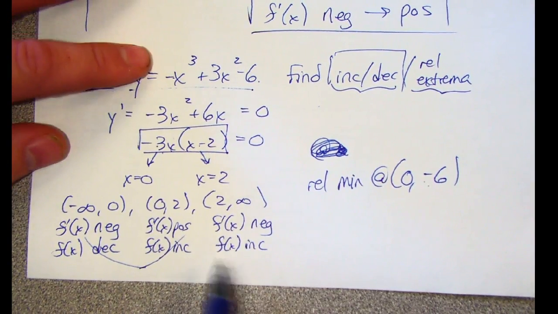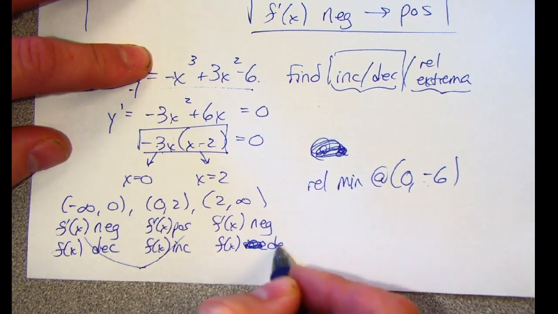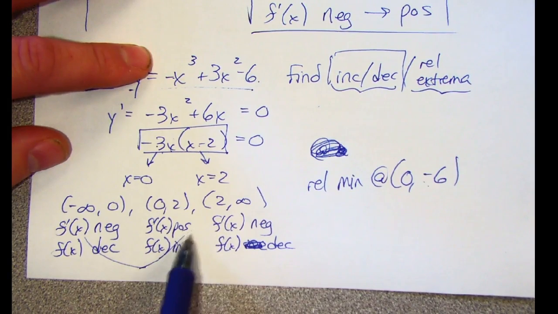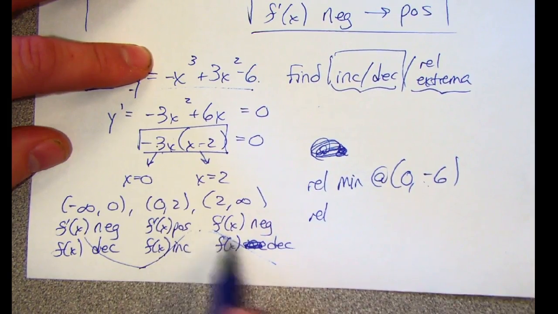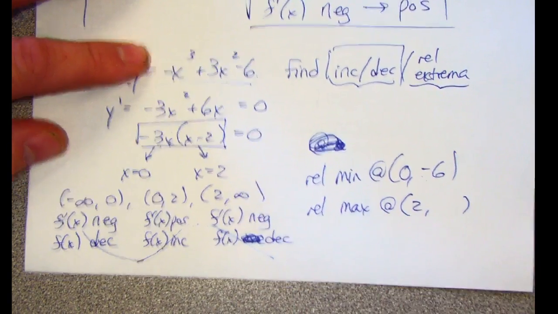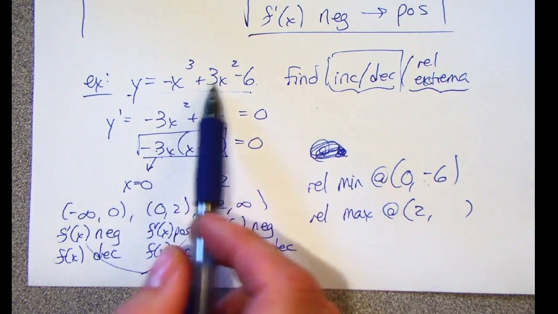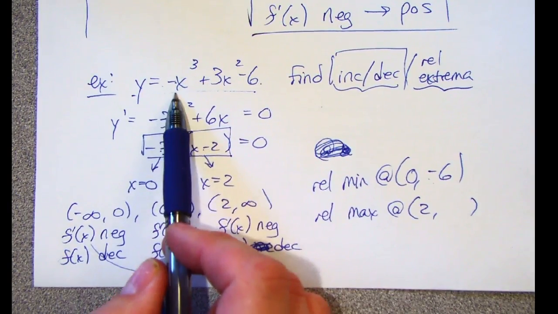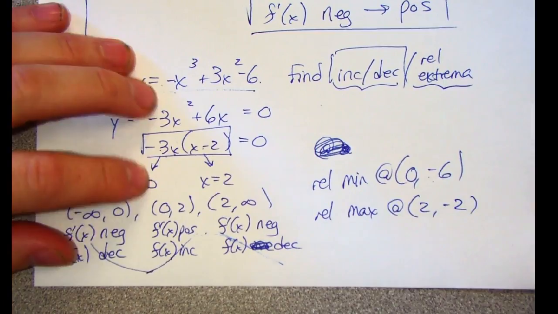So then the function is increasing from 0 to 2. Oops, this should have said decreasing a long time ago, I'm sorry. And then we start decreasing there. So at x equals 2, we're at the top of a hill, so that's a relative max at 2 comma whatever, and to find the y value, the whatever, we plug back into the original. So this is negative 8 plus 12, so that's 4, and then 4 minus 6 is negative 2.